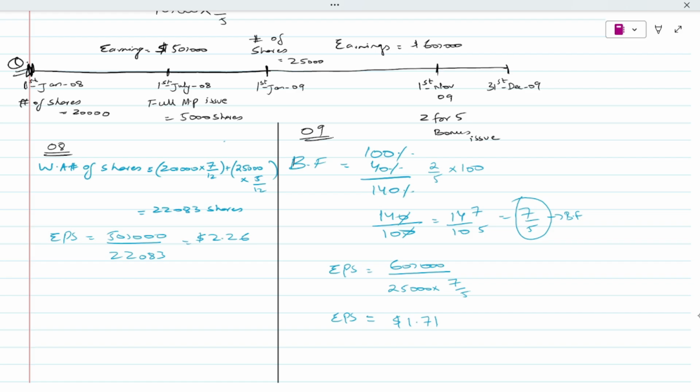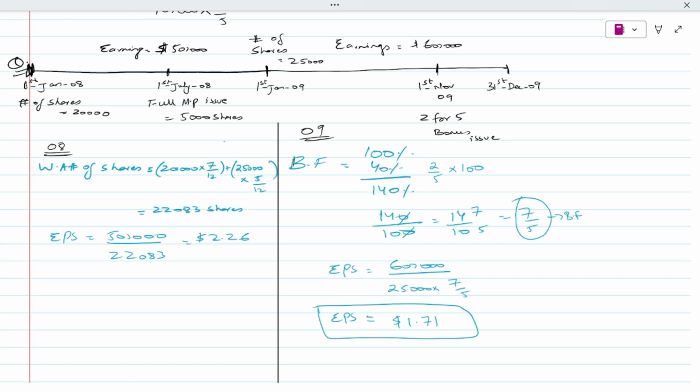Because if you want to understand this concept, in 2008 the EPS, earning per share of the company, was $2.26, right? But when you receive the reports of the company in 2009, you can see that the EPS of the company is $1.71. So if you are an investor, when we talk about the investors, they don't know about all this bonus issue and all these technicalities, right?